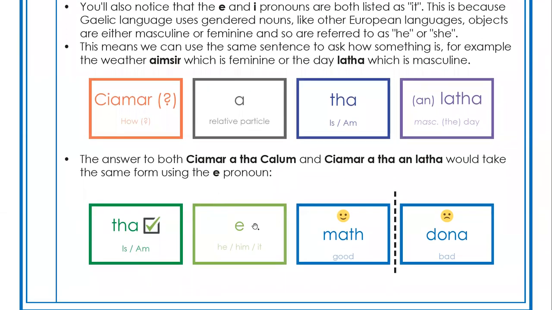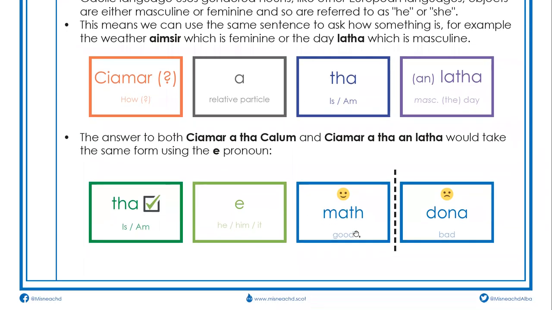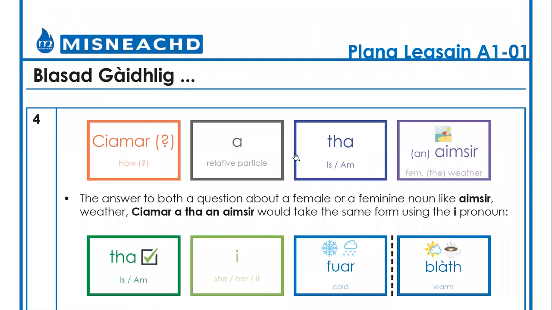Tha e math or dona. So ciamar a tha Callum, tha e math. Ciamar a tha an latha, tha e math. Ciamar a tha an t-sìde? What about the weather? How is the weather?